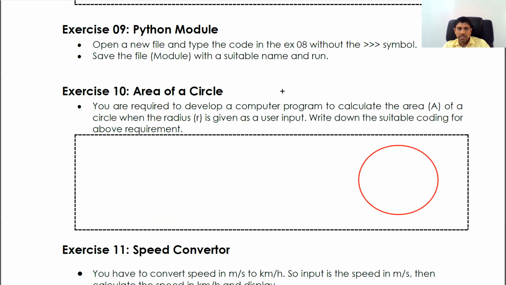Imagine there is a circle. You have to give its radius. Once you enter the radius, your program, the computer, will calculate and produce the area. You are required to develop a computer program to calculate the area of a circle when the radius is given as the input. Write down the suitable coding for the above requirement. Do it by yourself.